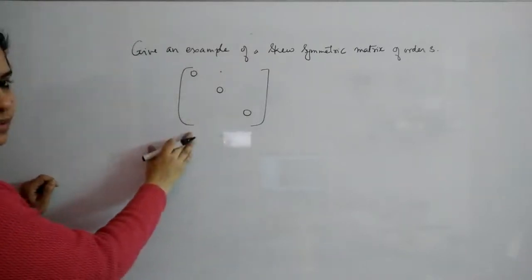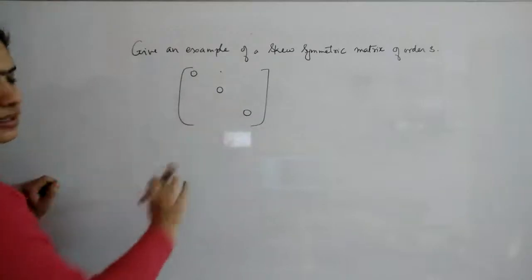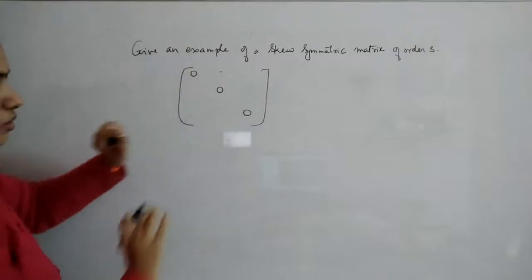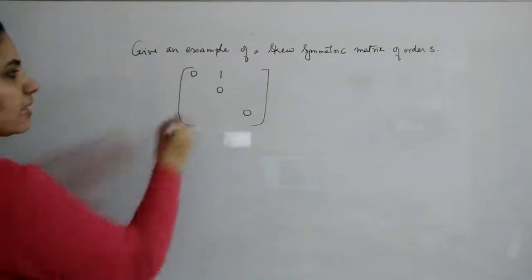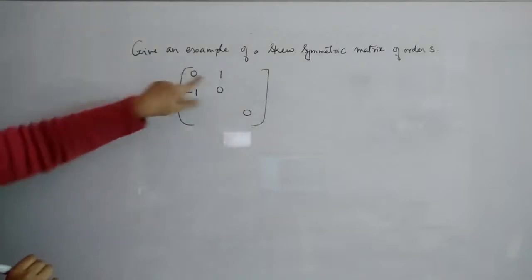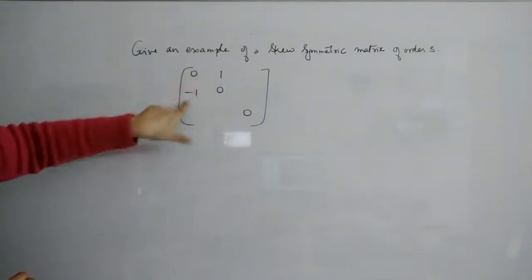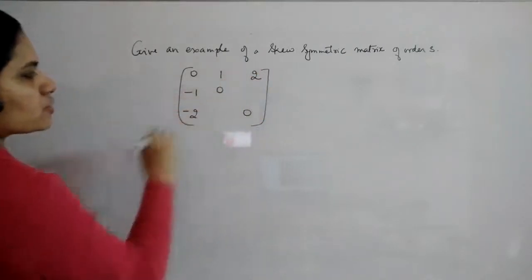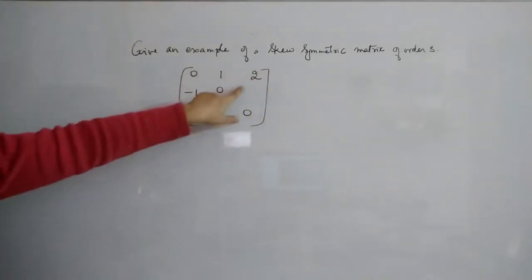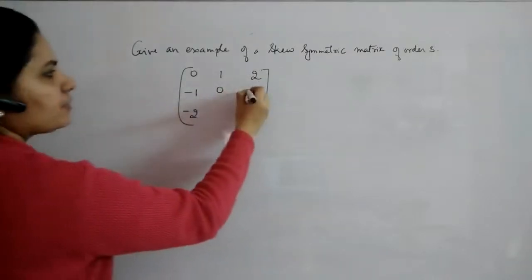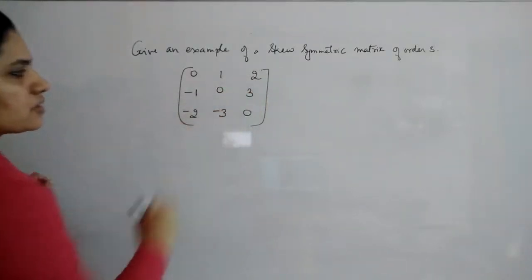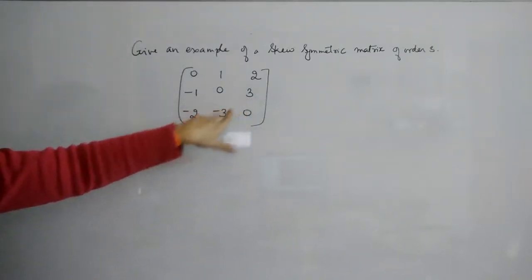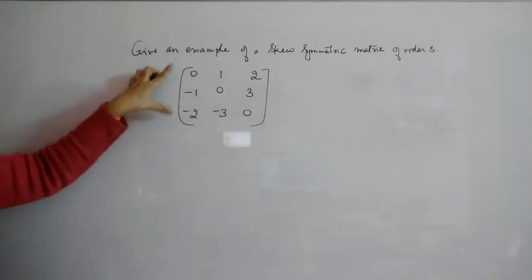Since it is 3 by 3, order 3, these 3 diagonal elements will be 0. Now if I write 1 here, I will write minus 1 here. That is a12 and a21, negatives of each other. Then here, if I write 2, this will be minus 2, so a13 and a31 are in positions opposite each other. And if I write 3 here, negative 3 should be written here. That is, a23 and a32 will be negatives. Understood? That will create a skew symmetric matrix.